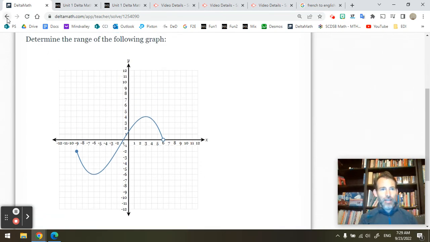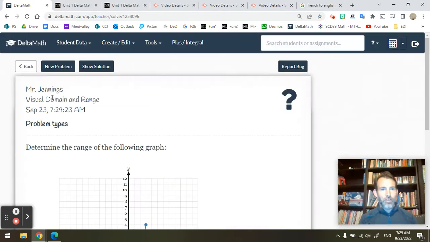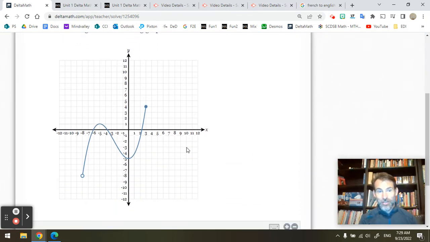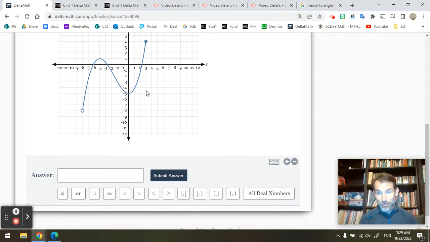We are now looking at visual domain and range, and we're also going to find domain and range with technology, which is also a kind of visual domain and range, or you can just do it in your head. In this one, we have to remember what's meant by open dots and closed dots. Closed dots mean absolutely include that point. Open dots mean don't include that point.